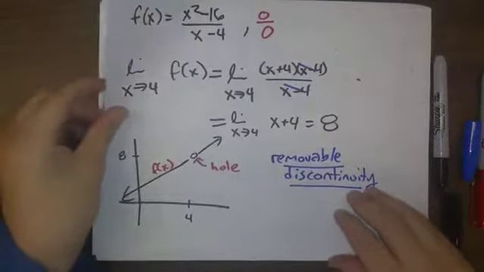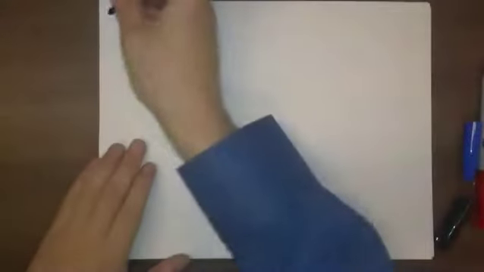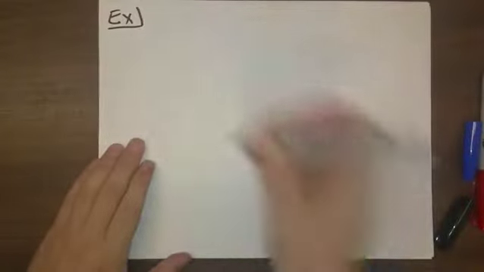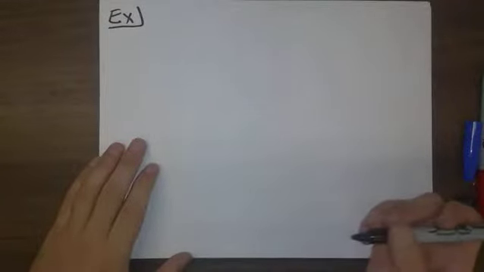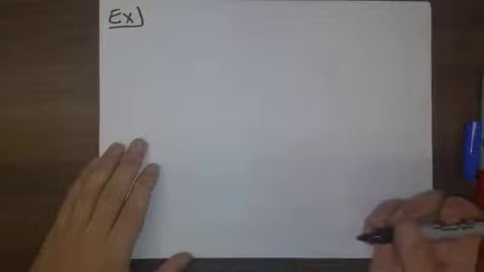Okay, so let's do some more examples where once again it's just going to be applying various algebraic manipulations in order to get things from an indeterminate form to something that's not an indeterminate form.